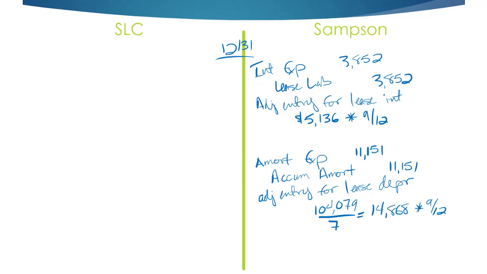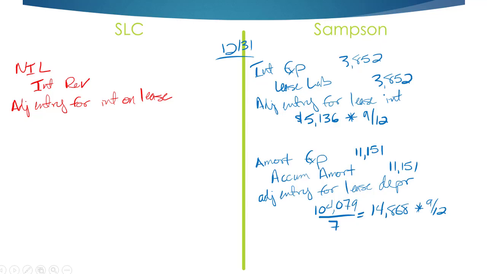Now I'll only have to worry about this first year on amortization expense because I'll just get straight line depreciation after this until that last year. Now the same basic thing needs to happen for SLC. They record a net investment in leases as a debit, and they get to record interest revenue. This is an adjusting entry for interest on my lease.